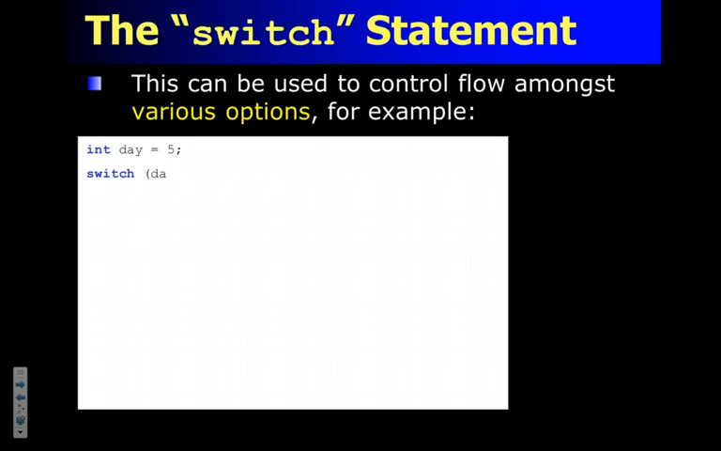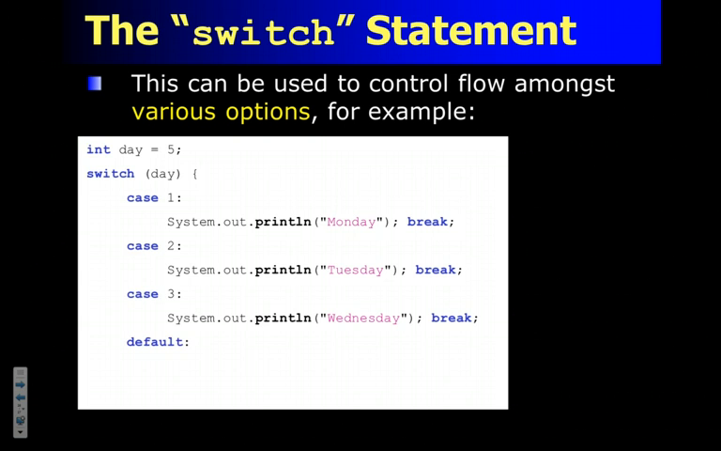The way the switch statement works is it uses the keyword switch and then the variable that it's checking. So it's switching on day. And then it uses a number of cases. So case 1, case 2, case 3. This is the case where day equals 1. This is the case where day equals 2. This is the case where day equals 3. And if none of those cases apply, it'll go to a default case.